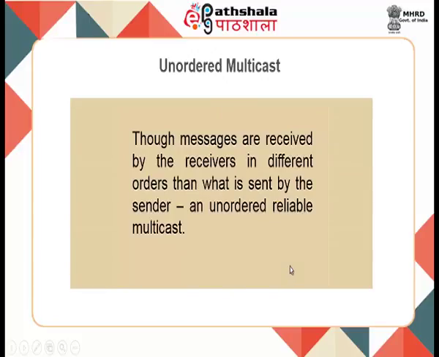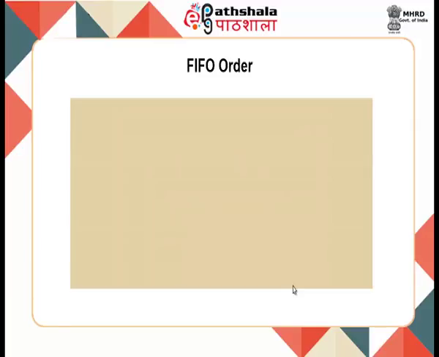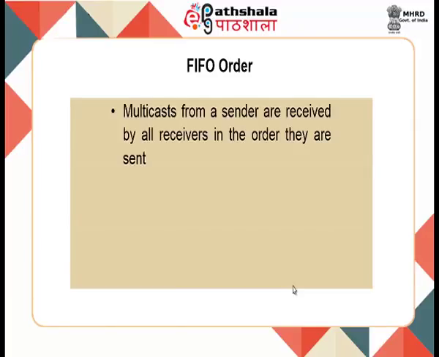The messages are received by the receivers in different orders than what is sent by the sender, but this is an unordered reliable multicast. The next one is the FIFO order. As we understand from the name, it is a first in first out order, in which the multicasts from a sender are received by all receivers in the order they were sent.